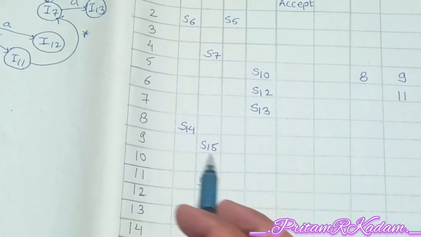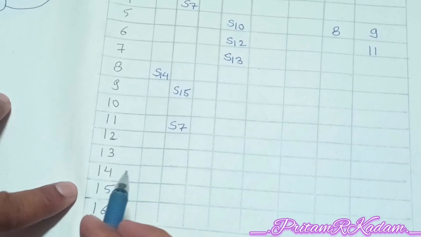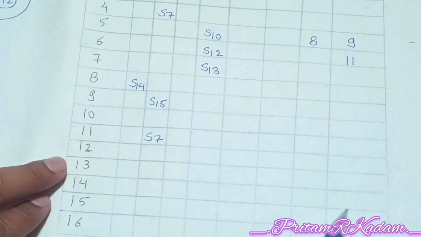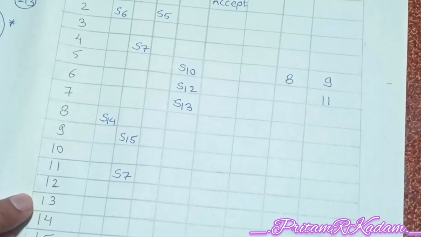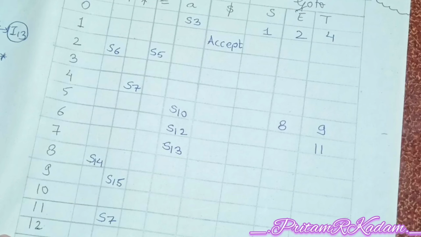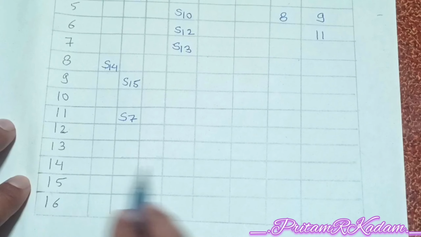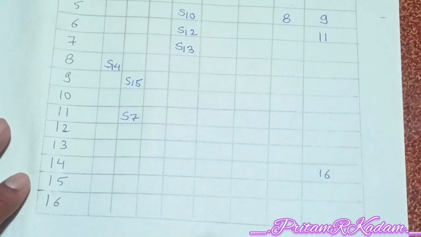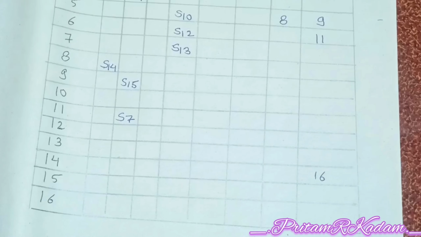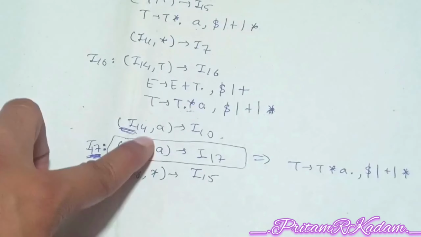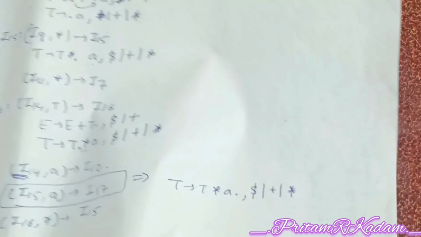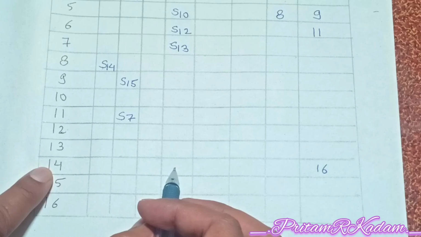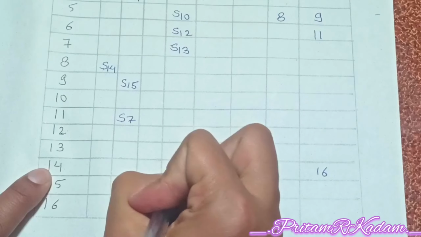So I14 on T goes to the I16. So I14 is over here, and I will write 16 under the T part. Okay, I14 on T goes to the 16th state. So I will write 16 directly. So now for the next part, we have I14 on small a goes to I10. So I14 on small a goes to S10. You can see S10 is in the same lane.